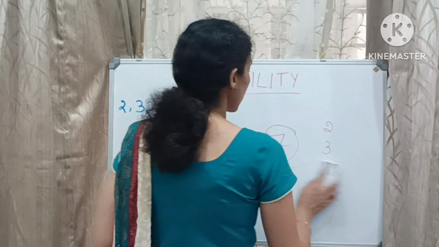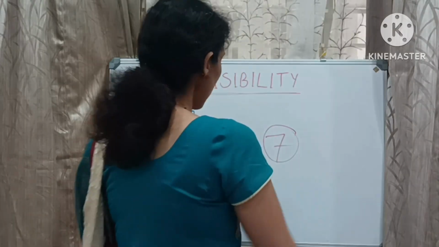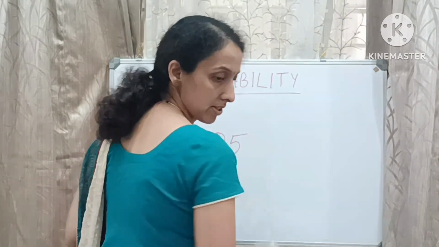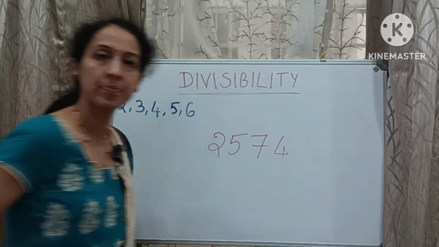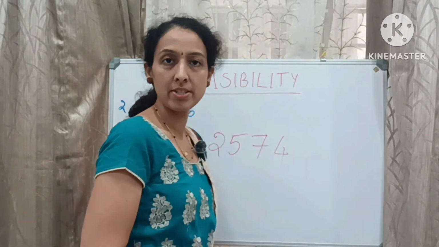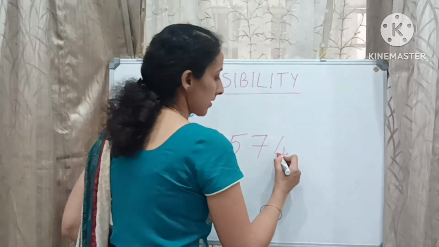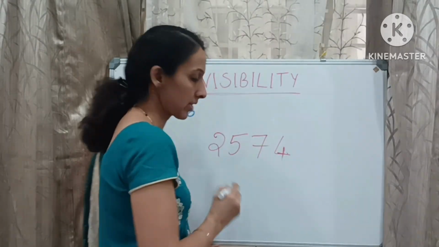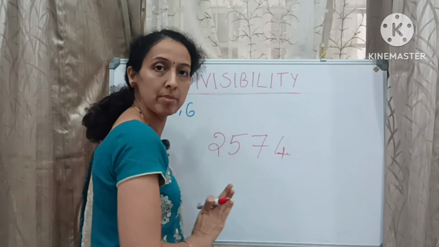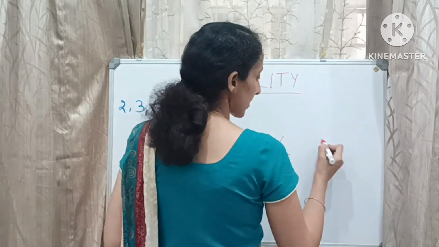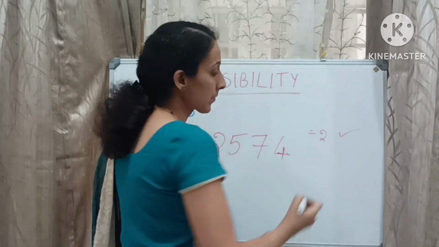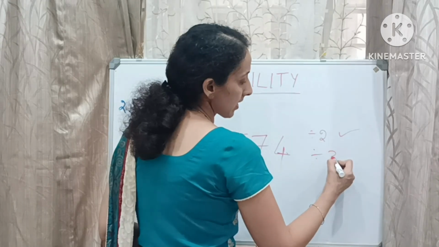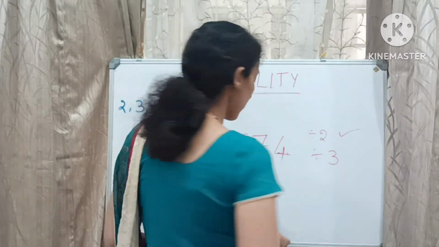Now let's take the same number in a different form. Let's take this as 2574. If this number is divisible by 6, the last digit is 4, indicating that this entire number is an even number. That is why divisible by 2 criteria is solved. The next thing is to see if it is divisible by 3.